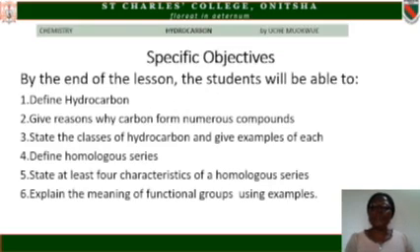Before we proceed, let us look at the specific objectives of today's lesson. My dear students, by the end of the lesson, you will be able to: number 1, define hydrocarbon. Number 2, give reasons why carbon forms numerous compounds. Number 3, state the classes of hydrocarbon and give an example of each. Number 4, define homologous series. Number 5, state at least 4 characteristics of a homologous series. Finally, explain the meaning of functional group using an example.